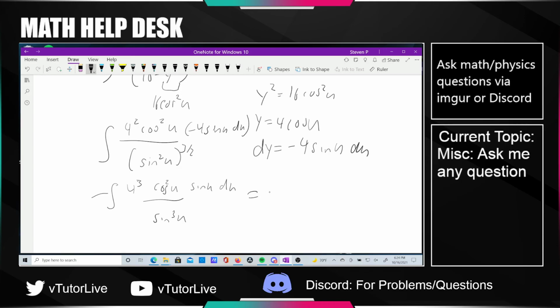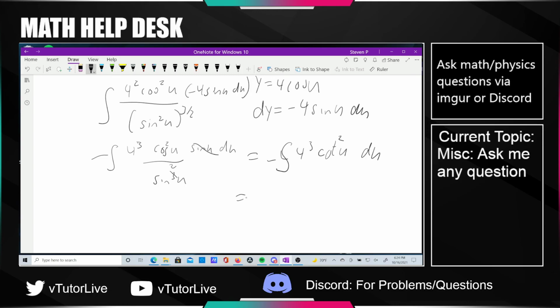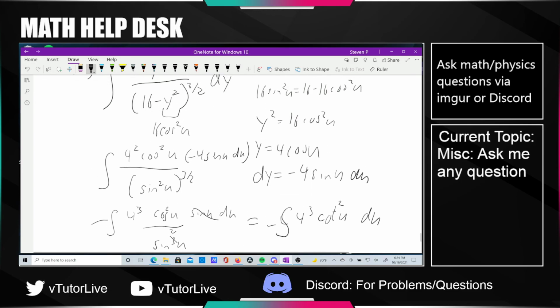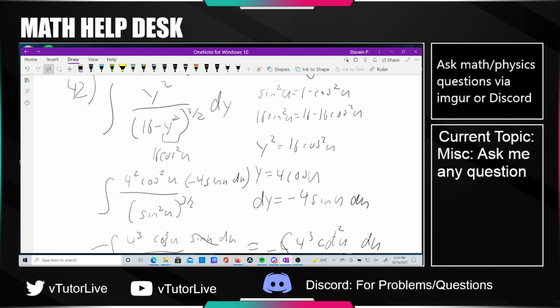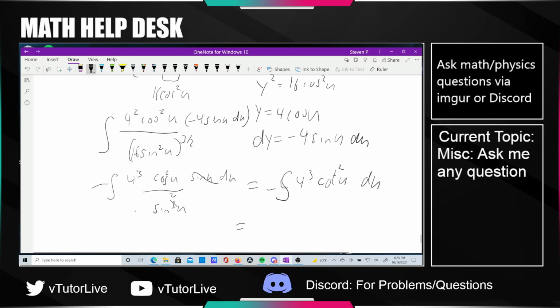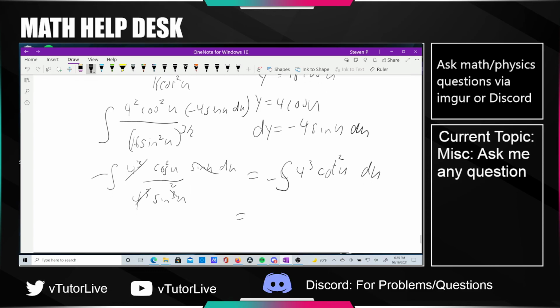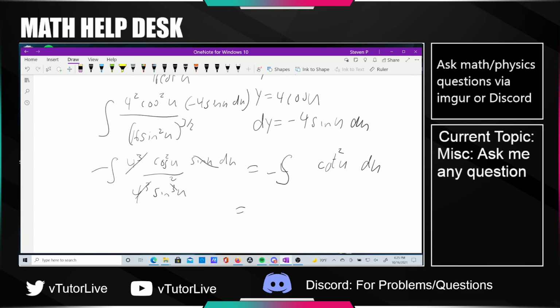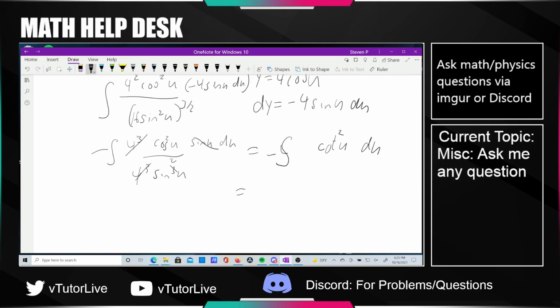Oh my gosh, you get cancellation. What do we get? Minus integral of 4 cubed. The sine and this cancel out a little bit. So now we're just left with cotangent squared of u, du. Right? And as it turns out, this is a perfectly nice integral. I feel like I missed some cancellation here that I could have gotten. Perhaps it should have been 16, right? Yeah, it should have been 16. So then there's another 4 cubed on the bottom that cancels out here. So all you're left with is the integral of negative cotan squared of u, and this actually turns out to be a standard integral, believe it or not.